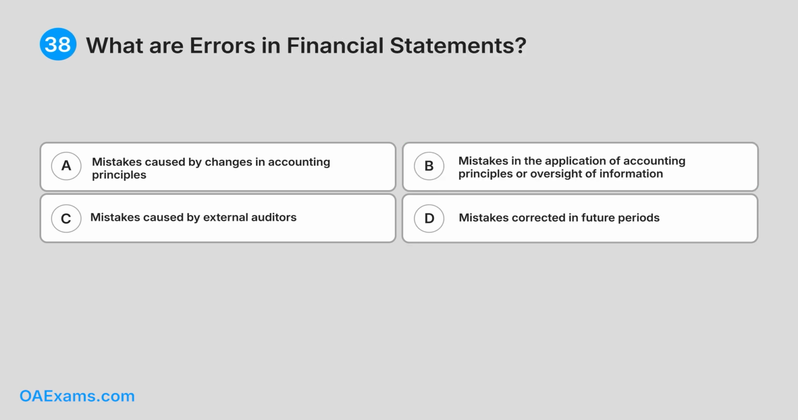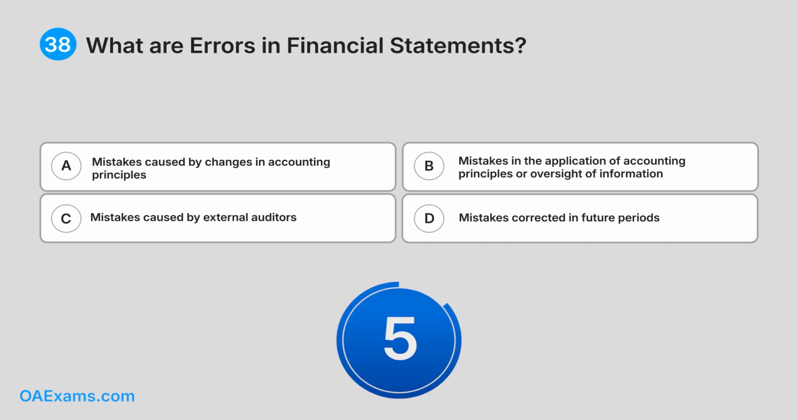38. What are errors in financial statements? A. Mistakes caused by changes in accounting principles. B. Mistakes in the application of accounting principles or oversight of information. C. Mistakes caused by external auditors. D. Mistakes corrected in future periods. Do you know the answer?